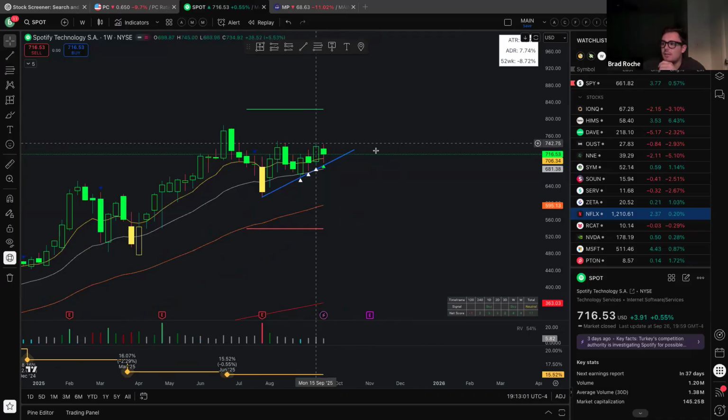Breakout above 740. This thing looks awesome. So keep an eye on this one. This looks great as well.